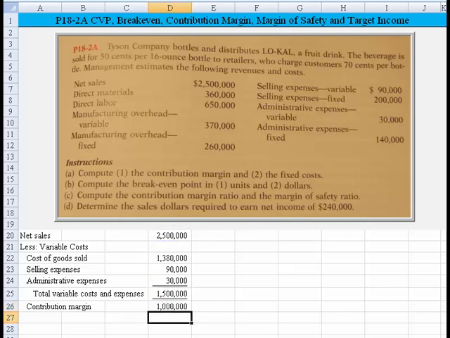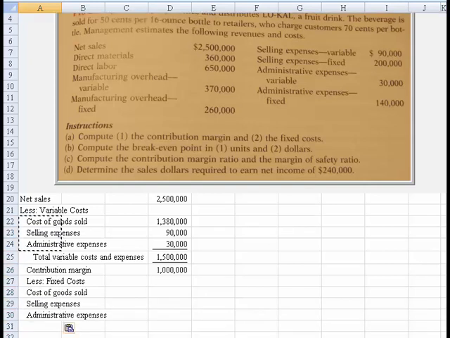And now we need to compute the fixed costs. Okay, so let's just keep on going right down the income statement prepared on the contribution margin approach. We'll subtract fixed costs, and what we know of the fixed cost is we have cost of goods sold, selling, and administrative again. Let's copy those down. Now I'll slide the screen a little bit.